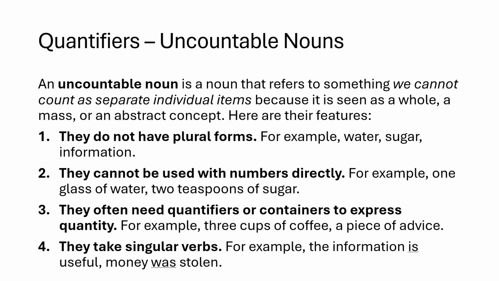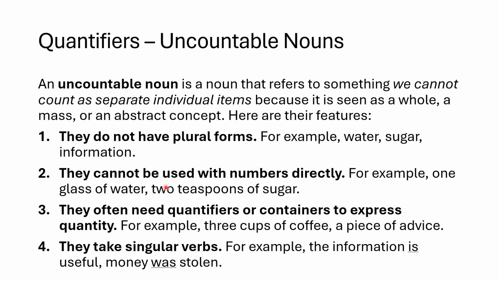An uncountable noun is a noun that refers to something we cannot count as separate individual items because it is seen as a whole, a mass, or an abstract concept. Here are their features. 1. They do not have plural forms. For example, water, sugar, information.